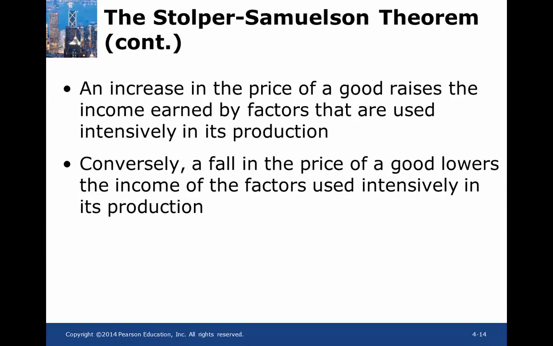The Stolper-Samuelson theorem continued. An increase in the price of a good raises the income earned by factors that are used intensively in its production. Conversely, a fall in the price of a good lowers the income of the factors used intensively in its production.